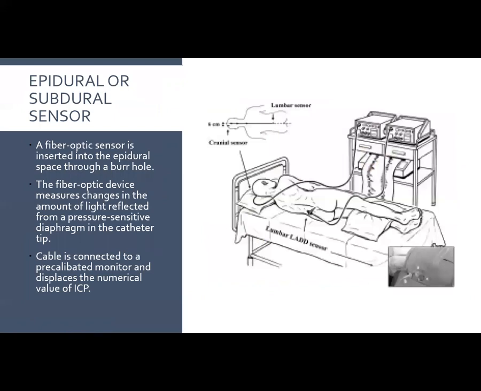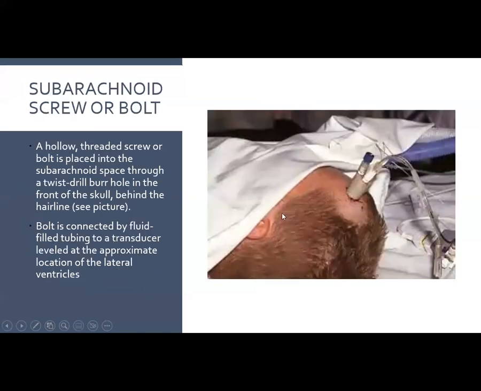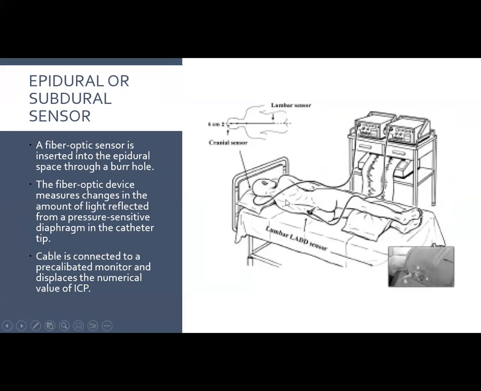The epidural or subdural sensor, what happens with these is a fiber optic sensor is inserted into the epidural space through a burr hole. So you can see another burr hole here. The fiber optic device measures changes in the amount of light reflected from the pressure sensitive diaphragm of the catheter. The cable is connected to the pre-calibrated monitor and displays the numerical value of the ICP. So basically, it's another way for us to monitor an ICP. The difference is, instead of being drilled into the wall, having the burr holes up here, or using one that drains out, it's placed in this lumbar area as an epidural.